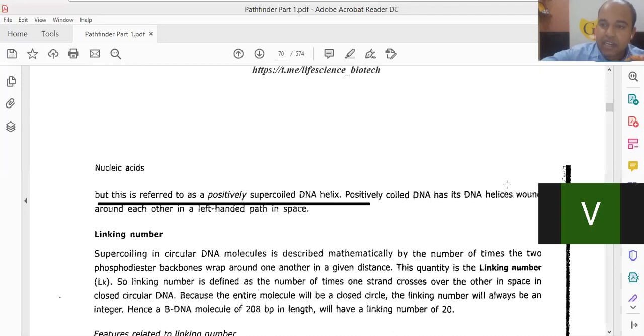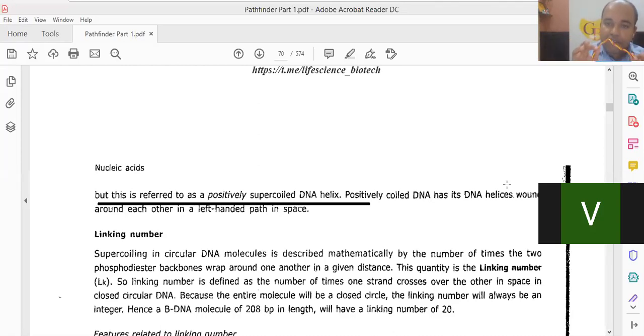Now I'm taking another DNA molecule, the simplest form of DNA molecule. Now supposing this DNA is right-handedly coiled. Now you coil this DNA in the right-handed direction. Okay, then this is referred to as positive supercoiling. If you coil a right-handed DNA in the left-handed direction, it is called negative supercoiling.